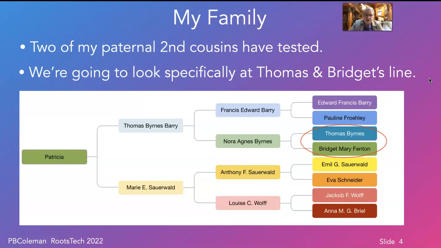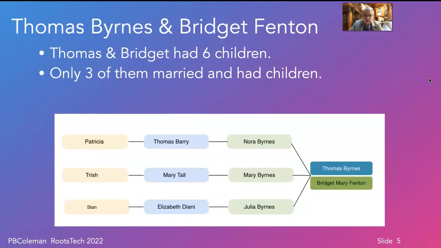Two of my paternal second cousins have tested. One of these is on my dad's paternal side, the Barry side, and the other is on his maternal side, the Burns side. Today we're looking specifically at Thomas Burns and Bridget Mary Fenton's line in my family. Thomas and Bridget had 6 children, but only 3 of them grew to adulthood, married, and had children of their own.